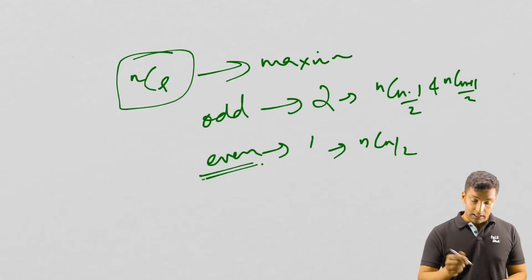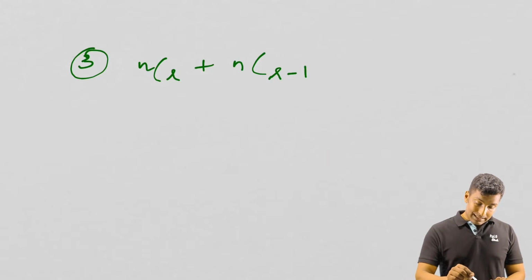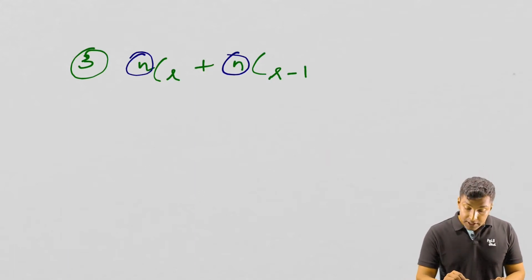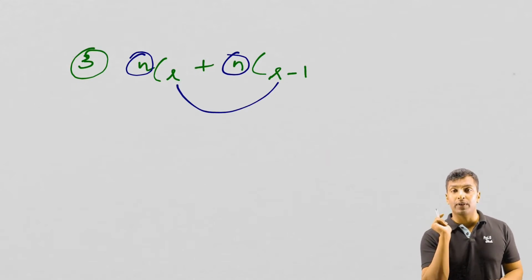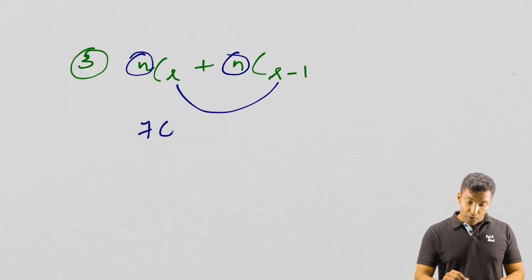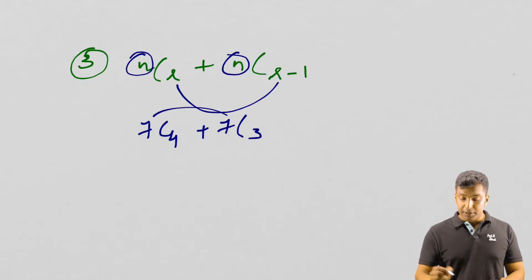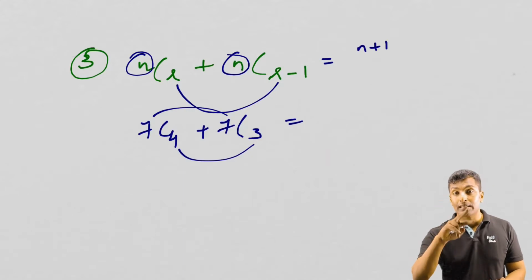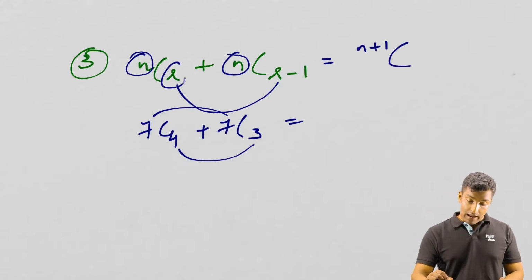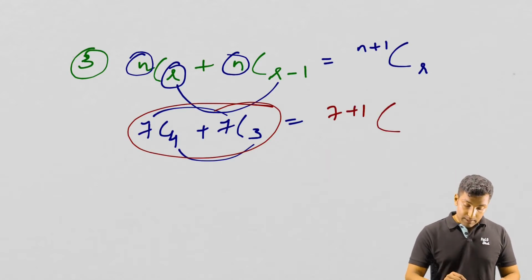Okay, moving on to the next concept. nCr plus nC(r minus 1). Here you can see the superscripts are same and the subscripts differ by 1, and we take the sum of it. I'll give you a simple example. 7C4 plus 7C3. You can see the superscripts are same and the subscripts differ by 1. What is the answer? The answer is n plus 1, that is superscript plus 1, C, the r value, the highest among the subscripts. So superscript plus 1, that is 7 plus 1, C, highest among the subscripts, which is 4.